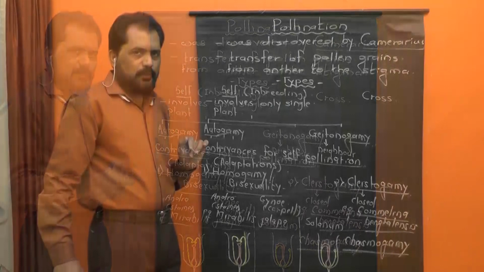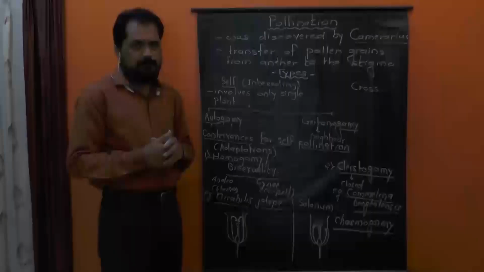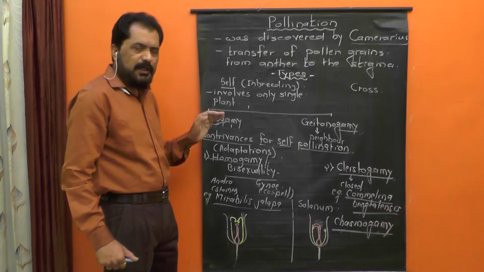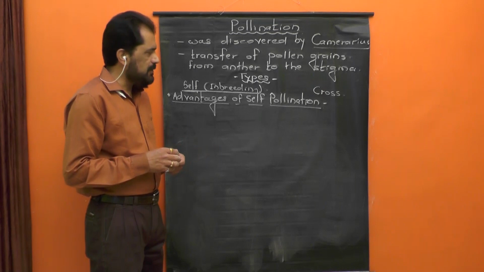Now we have to study some advantages and disadvantages of self pollination. Self pollination चे काही advantages, benefits अर्थात काही फायदे आणि काही disadvantages हे आपल्याला या ठिकाणी शिकायचे. So now let us talk about the advantages and disadvantages of self pollination.